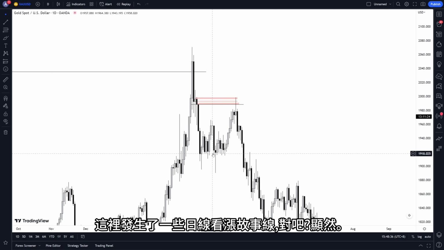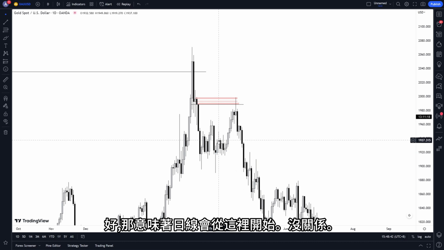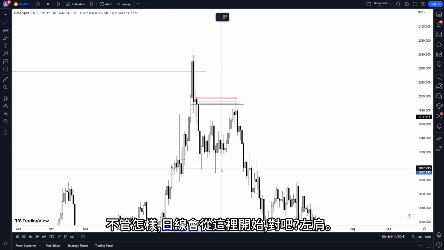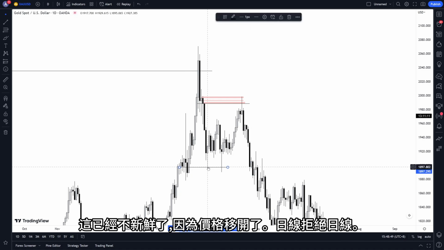Daily started to go. Obviously, there's some daily bullish storyline that happens in here, no question about it. Does this one even touch? Okay, so that means daily would have started around here. Doesn't matter, but anyway, daily would have started around here. Left shoulder. This is unfresh already because price moved off.